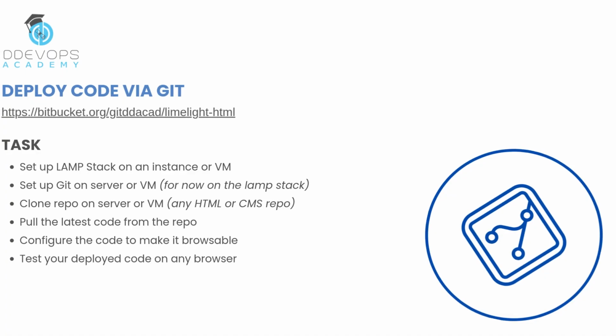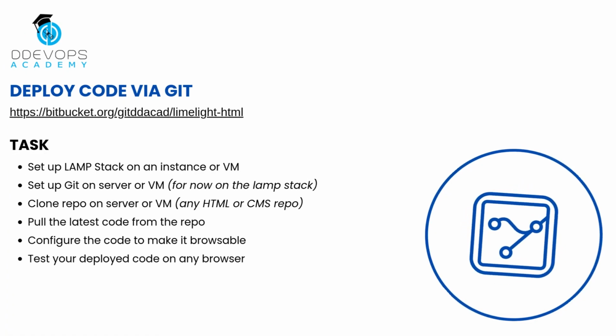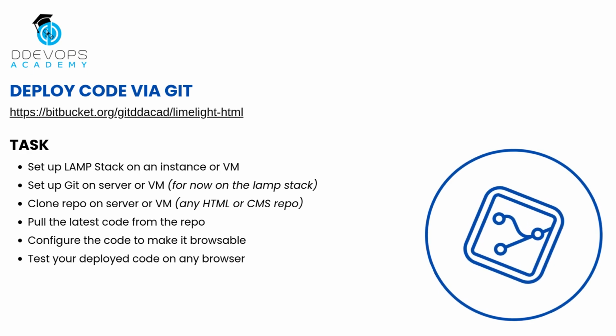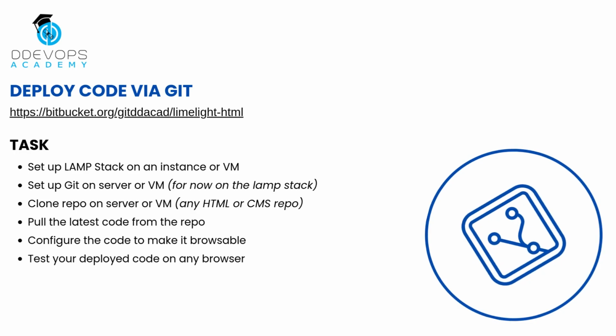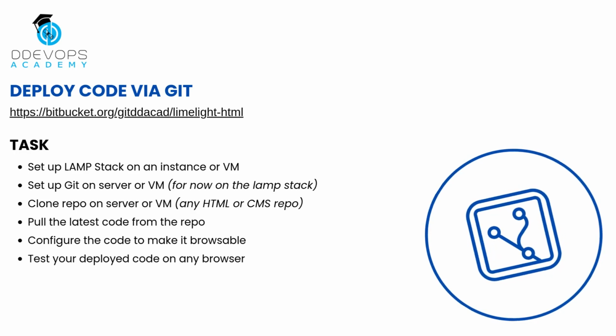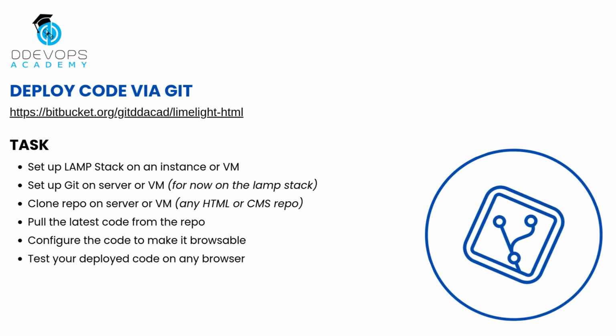Let's deploy code using Git on a LAMP stack. First, set up your LAMP environment on a VM or server. Then, install Git on that same machine. Clone the repository using the provided Bitbucket URL. Pull the latest code to ensure you're up to date.